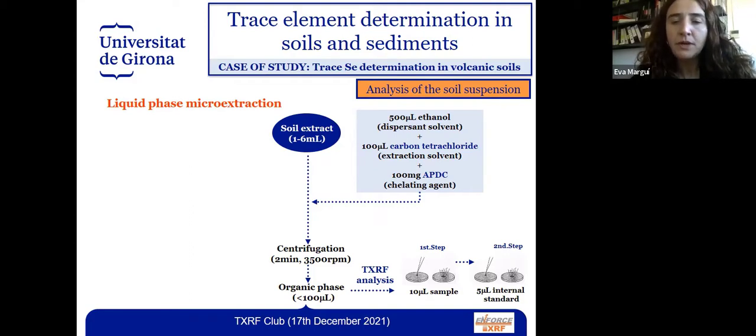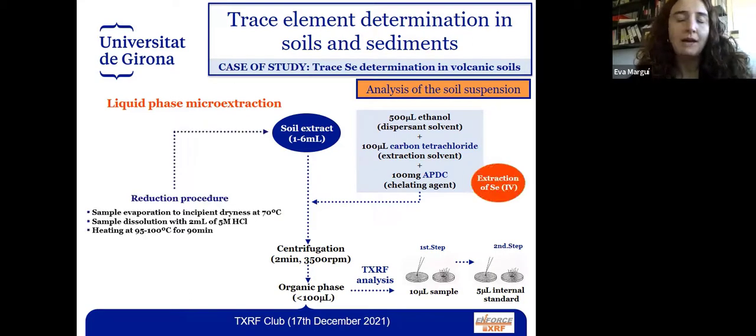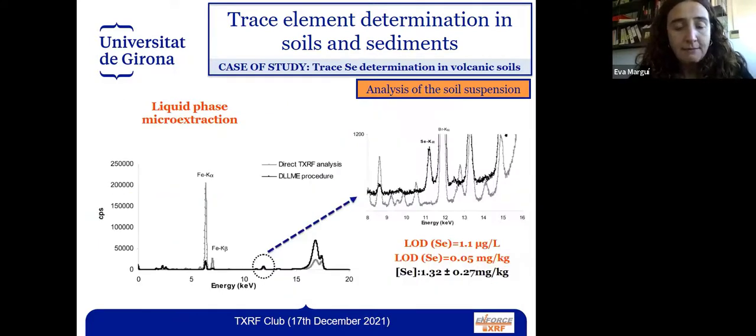However, this procedure is only valid for selenium-4, so to obtain information about the total selenium, before applying it a reduction procedure was necessary. Here you can see the benefits of using this microextraction. On the one hand, you can see the clear reduction of the iron peak, and on the other side, the improvement of the selenium peak and also the limits of detection, which in this case was below 0.1 milligram per kilo in the soil.